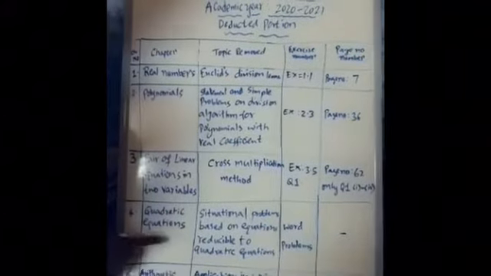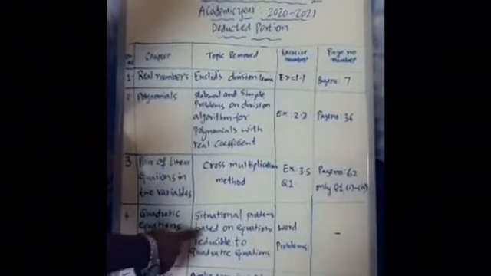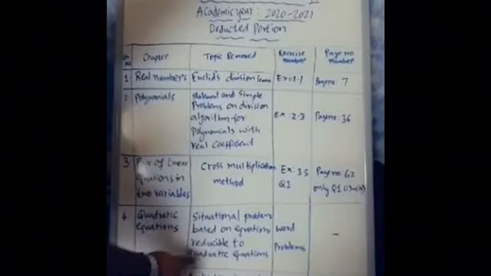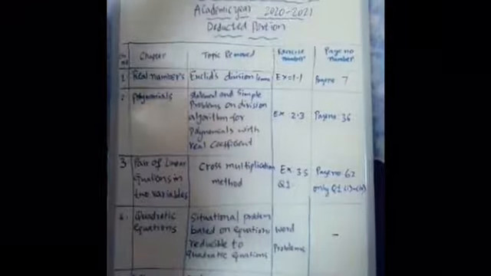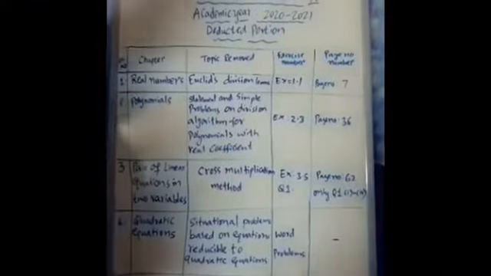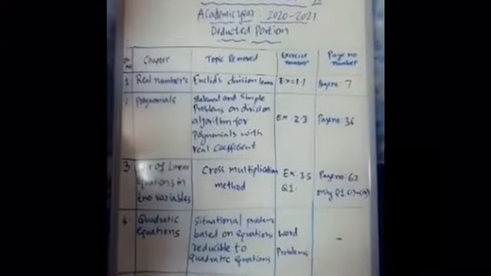Chapter number 4, Quadratic Equations. The situational problems based on equations reducible to quadratic equations, the word problems, are deleted. Whatever word problems there are in quadratic equations, where you set up the quadratic equation, all those questions are deleted.